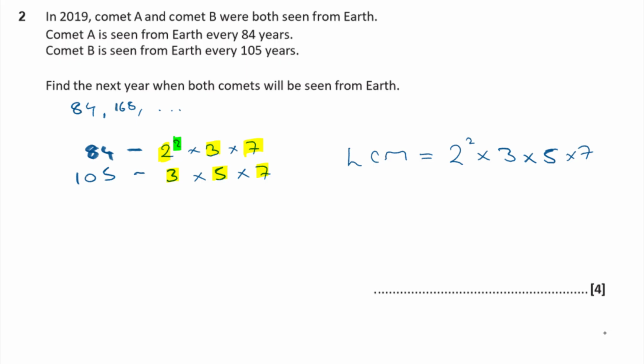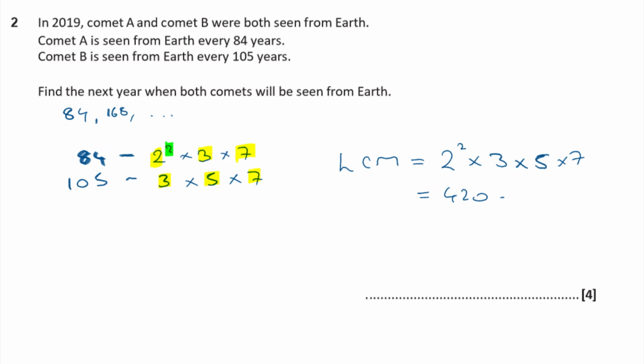Okay, so I'm going to get 2 squared times 3 times 5 times 7 as my answer. So what's that then? 2 times 2 times 3 times 5 times 7. That comes to 420. Oh, it wasn't that far then. It wasn't millennia. It was 420 years. Perhaps it would have been quicker just to write them all out. I don't know. Anyway, I like that method. 420.